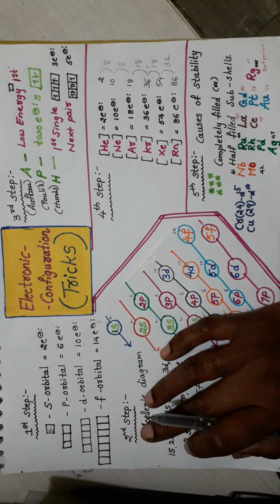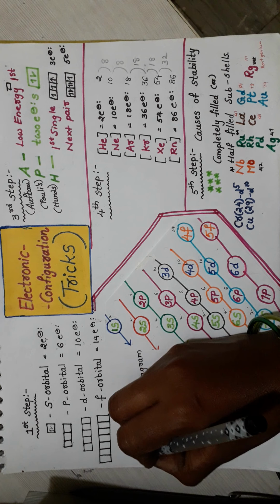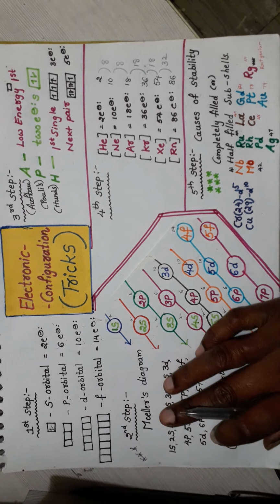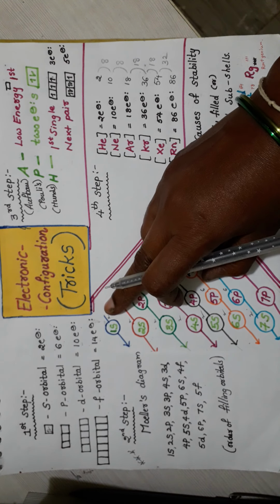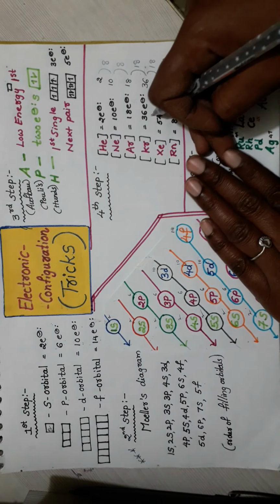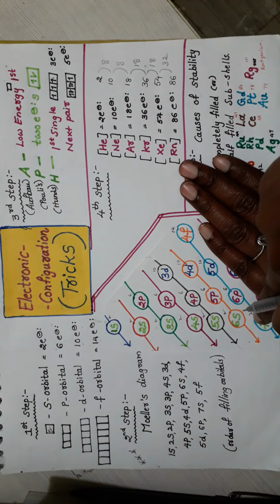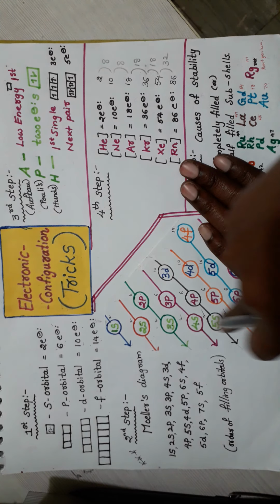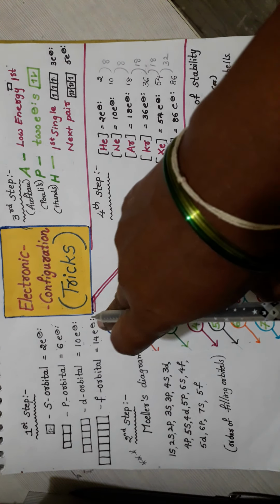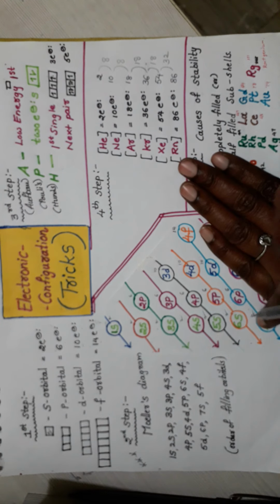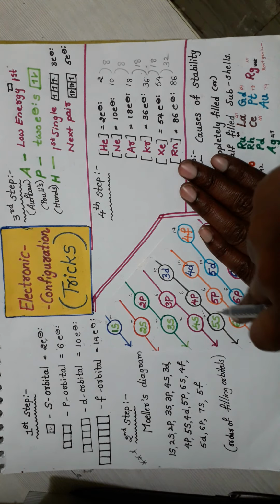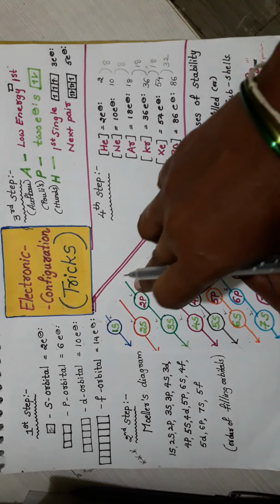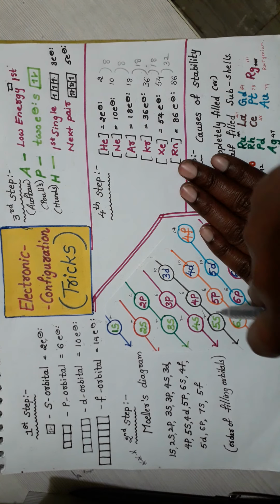Next, the second one is a very important step: the Moeller diagram. You learn this Moeller diagram like this. First, numbers 1 to 7. Here you draw the circles. You give the numbering 1 to 7: 1 2 3 4 5 6 7. Next line, you leave one top circle and one bottom circle.